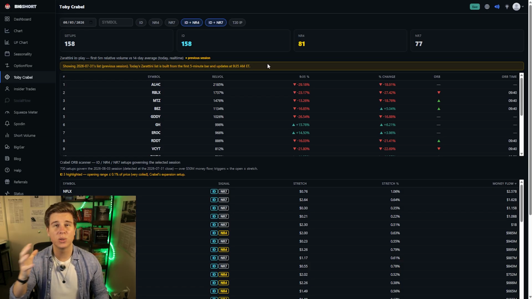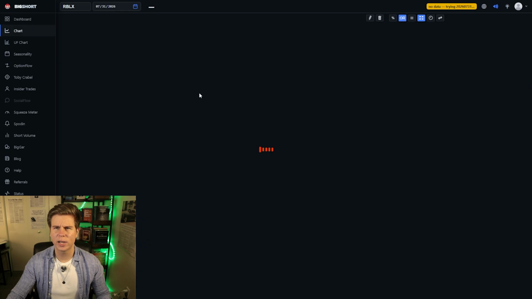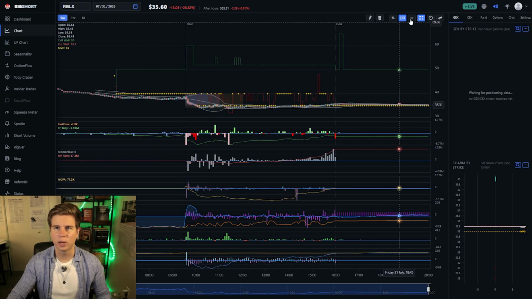What it looks at is stocks that have very, very high relative volume in the first 5 minutes of the day. Basically, a quick way of finding a stock in play. And Zarattini has his own way of trading it. So for example, let's take a look at one that actually had an ORB. I don't know if we actually looked at Roblox already, so let's take a look at Roblox here.